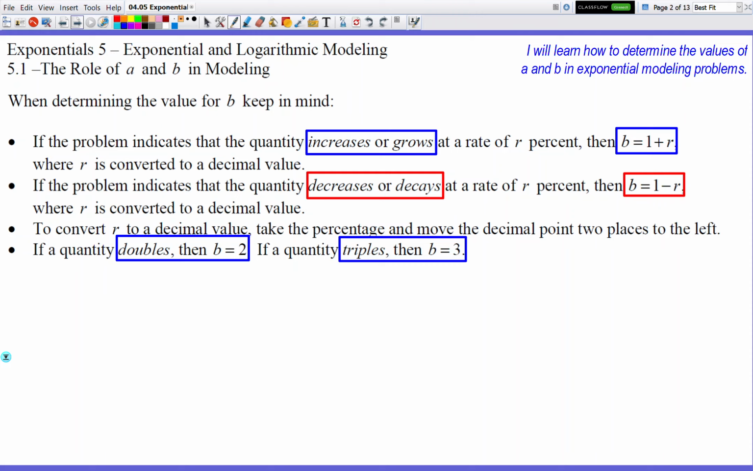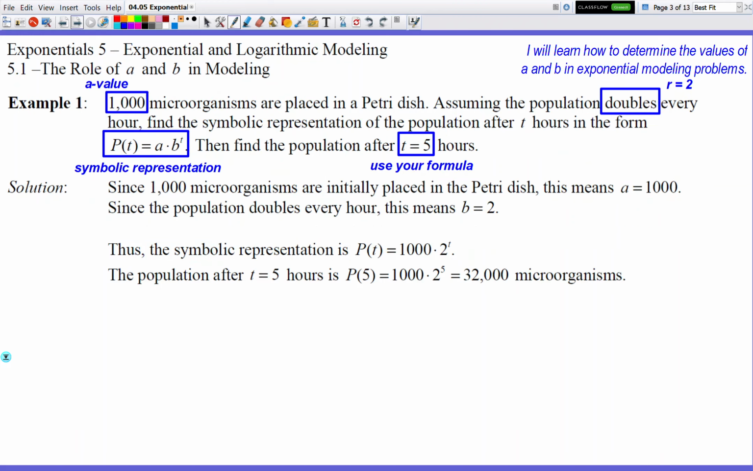Okay. All right, and then sometimes you're not going to have to use the formula 1 plus r or 1 minus r, when they have words like doubling or tripling. If you have those kinds of situations, you don't have to plug into the r value. It's just going to straight out be doubling means 2, tripling means 3. Okay? All right. So let's see our first example.